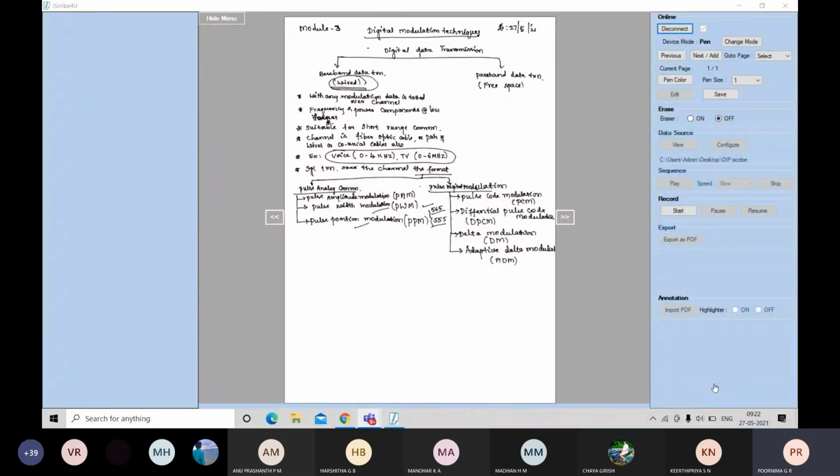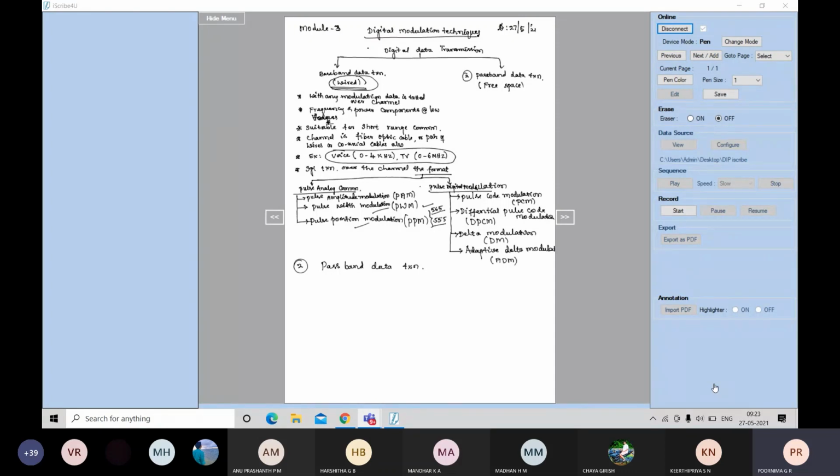Then what exactly this baseband pass band signals are? So let me take that second one as your pass band signals. Now can you tell me what exactly the pass band data transmission is? Counterpart of this baseband.